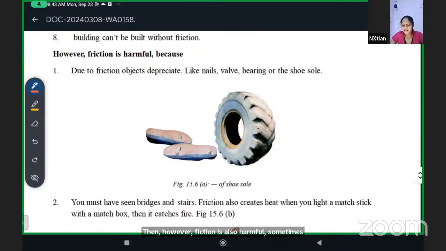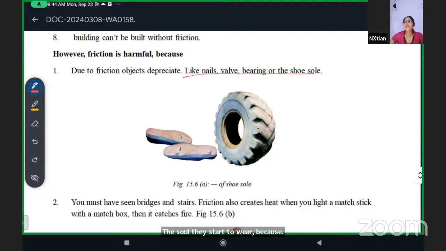Due to friction, objects depreciate, like nails, the bearing, or the shoe sole. These depreciate due to friction. When we walk too much, the soles of the shoes get depreciated, right? The sole starts to wear off, of the shoe that we wear. If we are wearing it every day and walking long distances on foot, the sole will start to wear off, right?